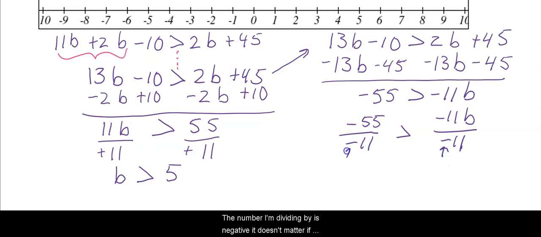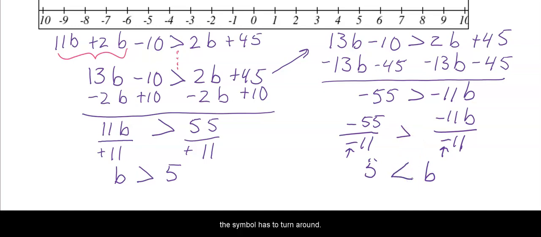The number I'm dividing by is negative. It doesn't matter if the numerators are positive or negative, only if the number I'm dividing or multiplying both sides by is negative. This will give me a 5 on the left and a b on the right, but the symbol, and only the symbol, has to turn around.